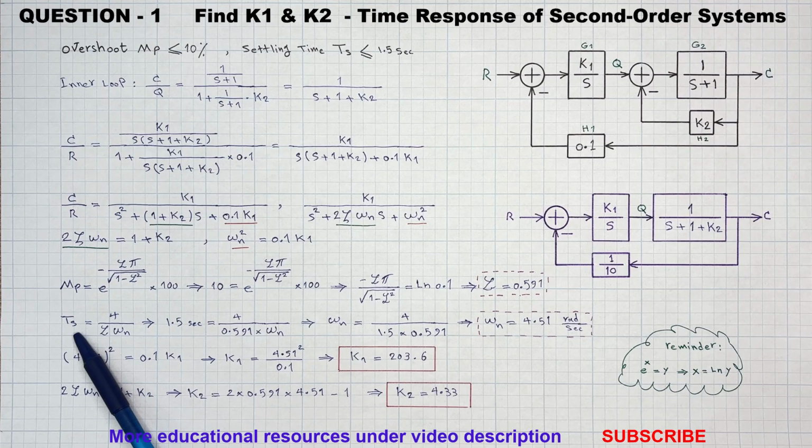As a reminder, the settling time is defined as the time for the response to reach and stay within 2% of its final value. Now by substituting omega n into the omega n squared expression, we calculate K1, and by substituting omega n and zeta values into the 2 zeta omega n equation, we find K2.